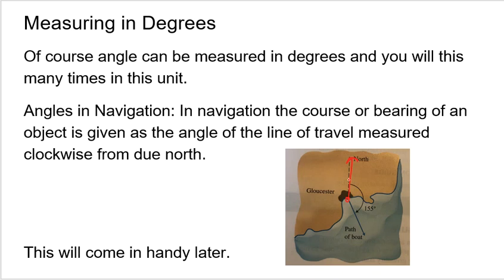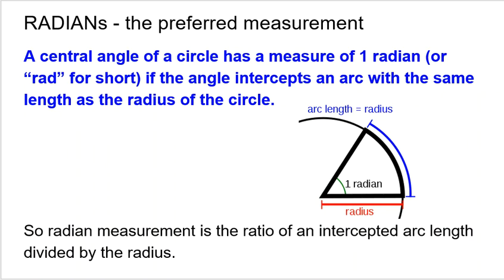So I don't want to completely get rid of them, but they don't have a lot of understanding or relationship to them, whereas this new measure of angles, radians, does. So let's talk about radians. Radians are the preferred measurement of angles in the mathematical world. So I am going to use them a lot, even though I'm still going to use degrees. I got to be fair.